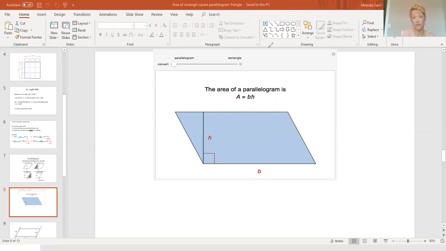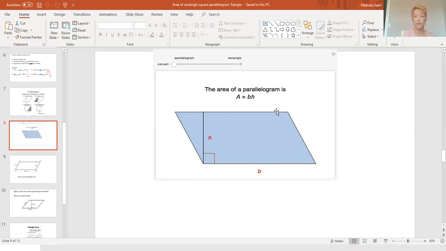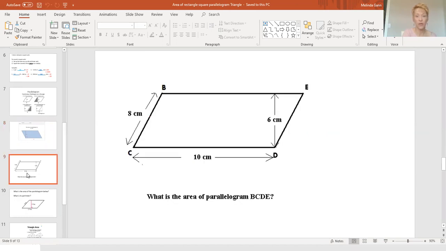If they have to memorize a formula to recognize it on a test, then they need to memorize all 3 formulas. But if they just need to get the answer to the area, they can just use base times height for rectangles and squares and parallelograms. Okay, so look at this example. What's the area of this parallelogram?